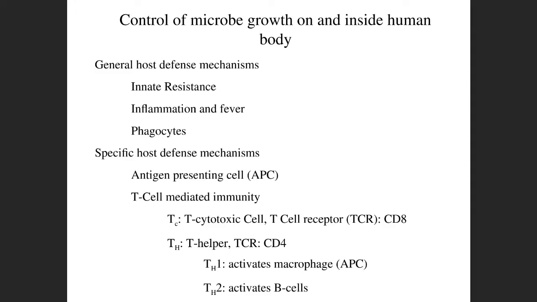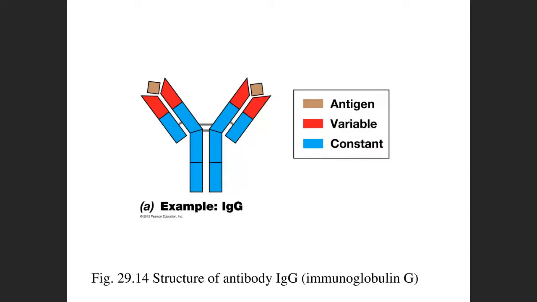Okay, so that's the T helper and T cytotoxic cell. So now I wanted to turn to the B cell, because we just mentioned the B cell produces different antibodies. So you will often see this particular picture or diagram, and this is IgG, immunoglobulin G. And so IgG is the most important antibody.